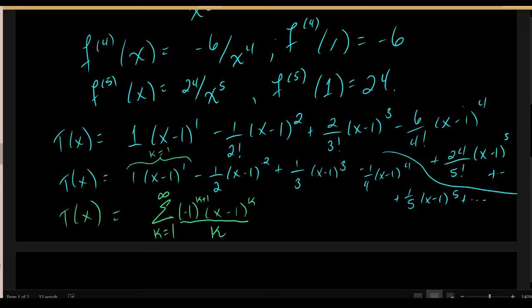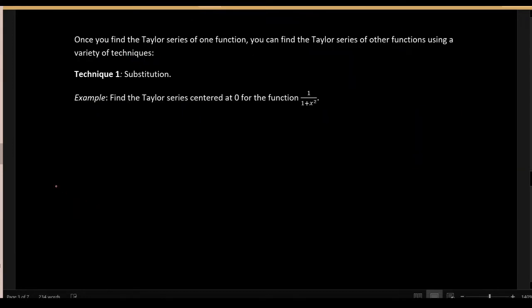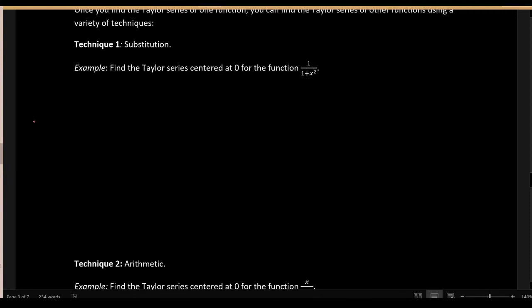Now once you have the Taylor series of a couple of functions, you can use those series to find representations for other functions without having to go through this tedious process of calculating all these derivatives and plugging the center into the derivatives. There are a few different techniques that can be used to take one Taylor series and obtain another. For example, one technique is the technique of substitution.